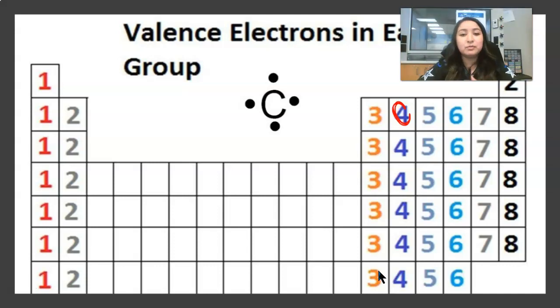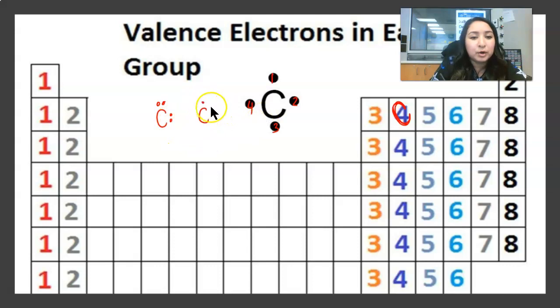So when we draw them, remember, because carbon has 4 valence electrons, we can start at the top. We're going to draw 1 here, 2 here, 3 here, and then 4 here. Notice that I did not draw them 1, 2, 3, 4. No, we have to give 1 to each side before we can double up.